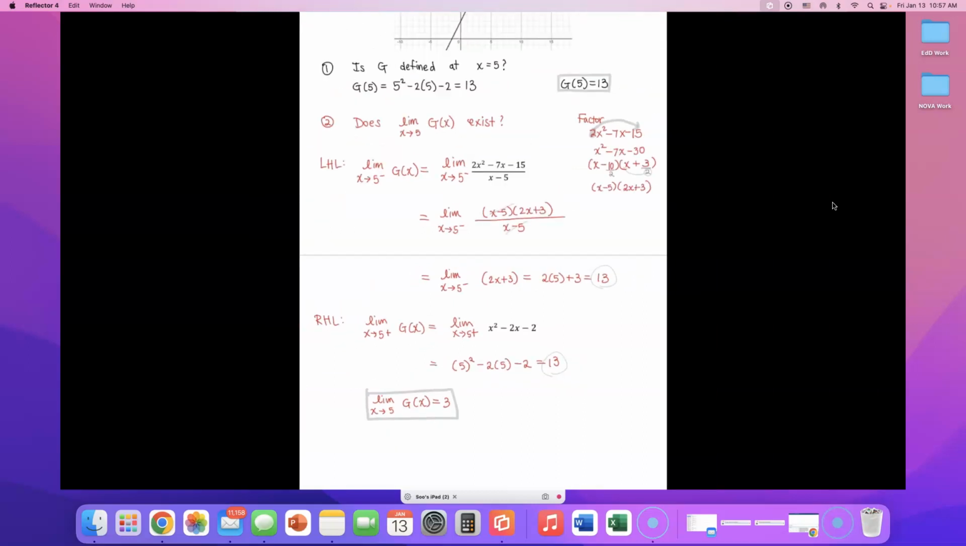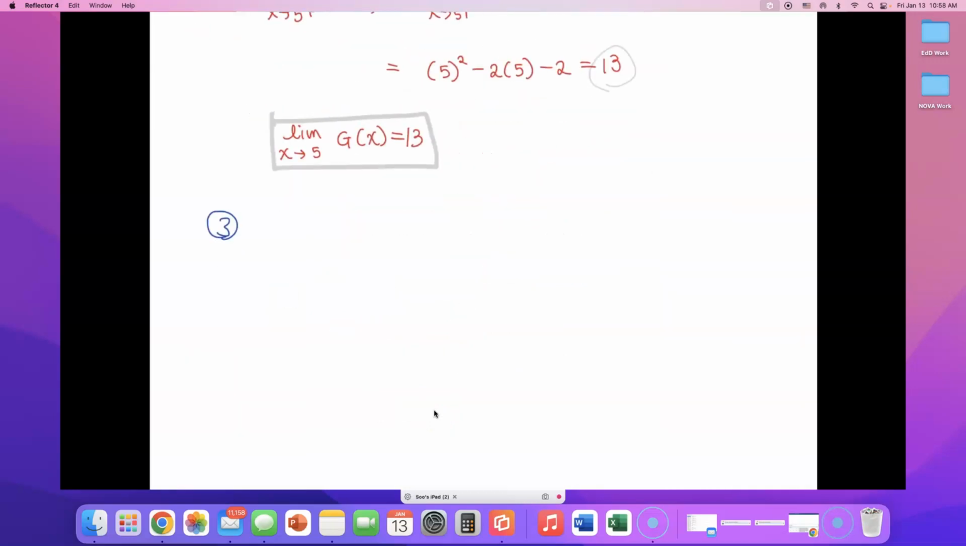Now I want you to look at the two gray boxed expressions here. Number 1, we showed that the function value at 5 is equal to 13. Number 2, we showed that the limit of g of x as x approaches 5 is equal to 13. Not 3, I mean 13 right there. Okay? They are the same, right? Because they are the same, now we get to make a conclusion, okay? So make a conclusion now.